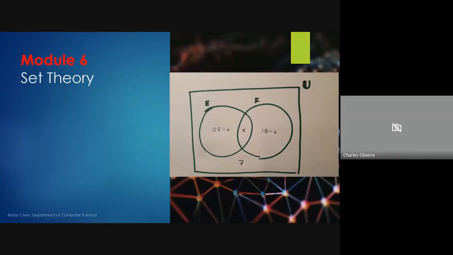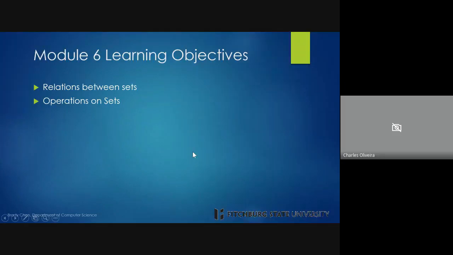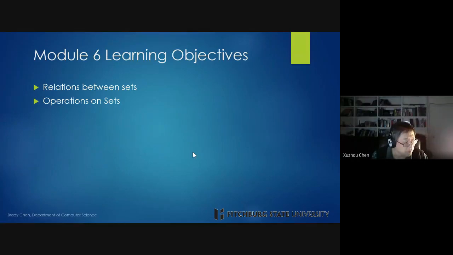So, set theory. Okay. Basically, we just want to learn the relations between sets. But first, we're going to talk about what is a set, and then we're going to talk about some operations on sets.